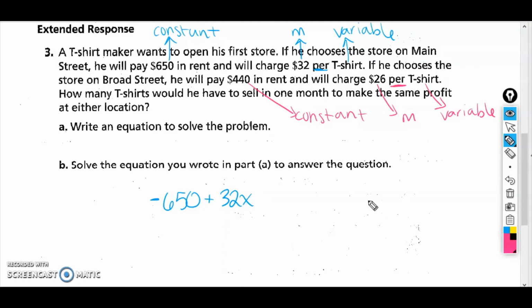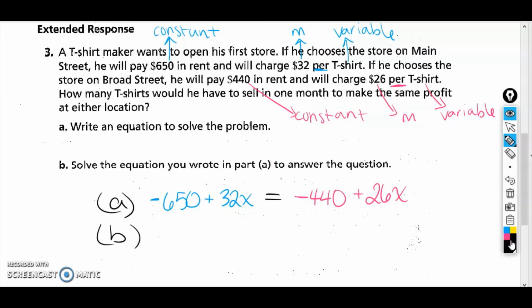The other one, he's paying $4.40 for a month, so he's actually losing $4.40 if he goes with the Broad Street store. But he's going to make a profit of $26 for every shirt. So plus 26x. So I want to know, when is this going to be equal? So this is the problem for A. So for B, it actually says solve for it.